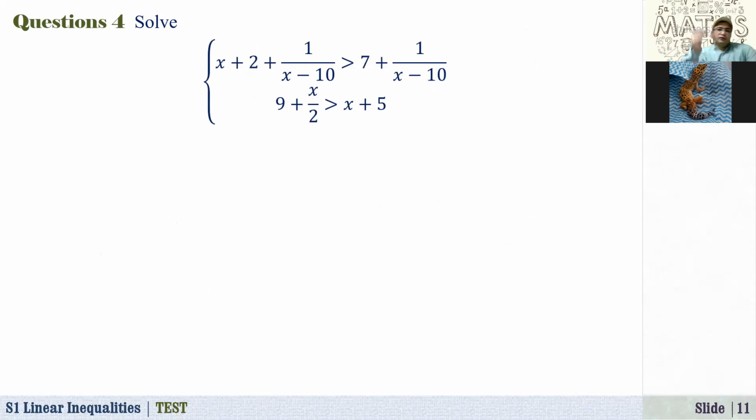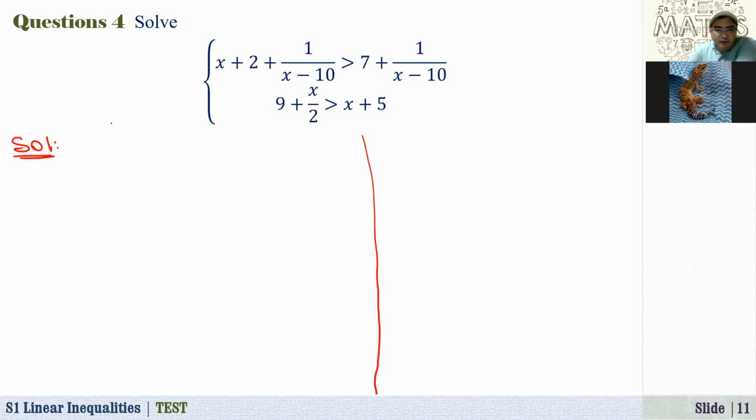Okay, question 4. Let me just divide this into 2 halves. So again, we have just done a similar question about the first part, right? Because as you see here in the denominator, we have x minus 10, but on the left-hand side and right-hand side of this inequality, we have the same expression. The only case we have to exclude is x is not equal to 10.